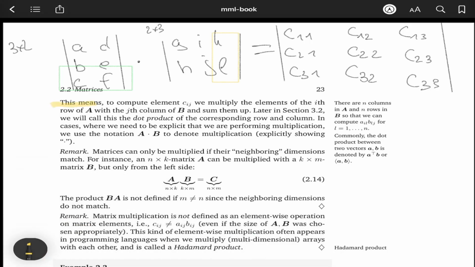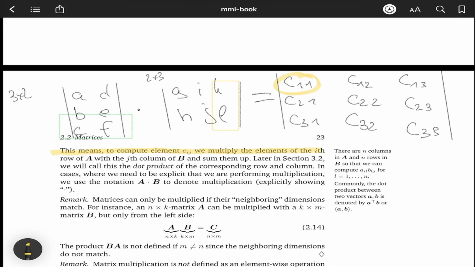Let's read it. This means to compute element Cij, we multiply the elements of the ith row of A with the jth column of B. Yes, exactly. And sum them up. Later in section 3.2, we will call this the dot product of the corresponding row and column. Each one of those C's is a dot product, because we are basically multiplying two different vectors. Yellow is a vector, and this one is a vector, and this one is a vector.